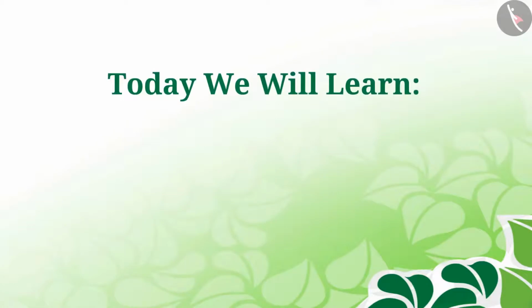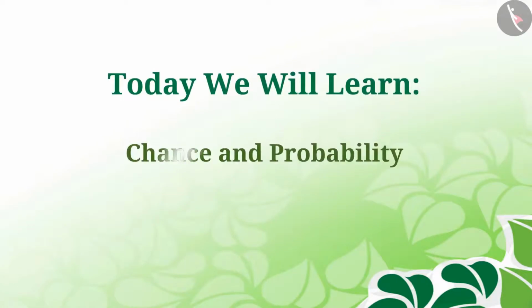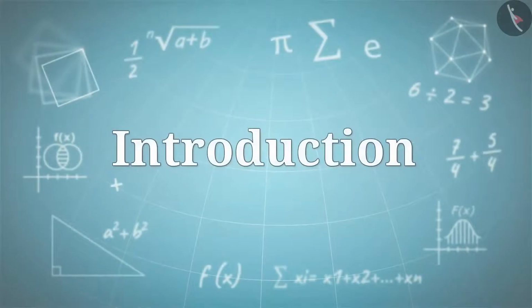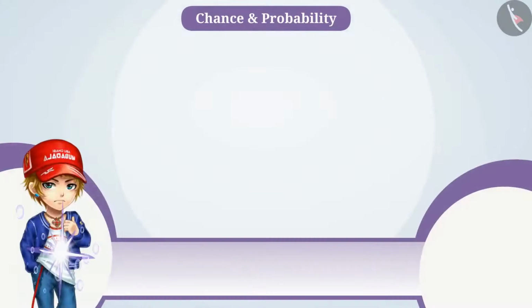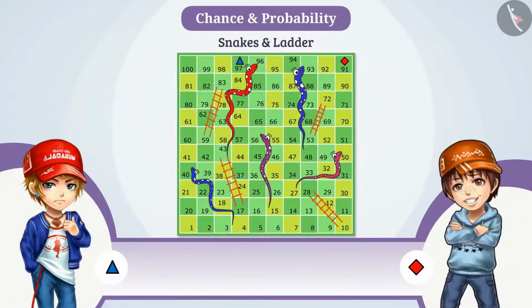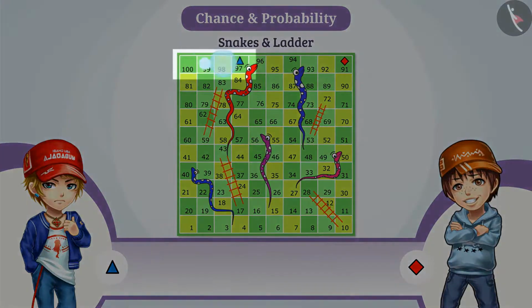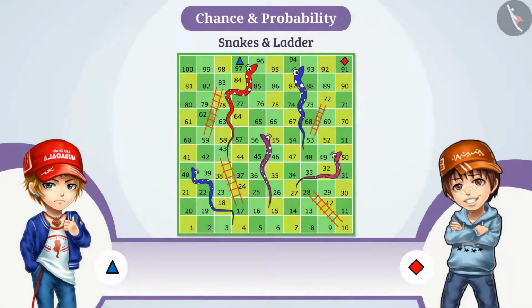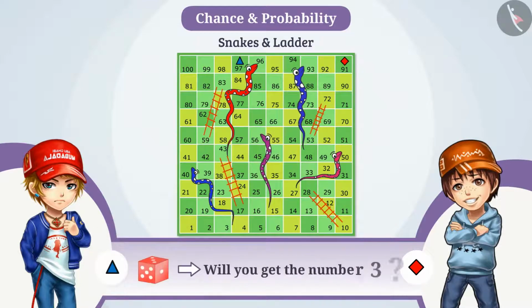Today we will learn about chance and probability. Suppose you are playing a game of snakes and ladder with your friend. You have to walk only 3 places to win and it is your turn to throw the dice. If you throw the dice, will you get the number 3? Think.